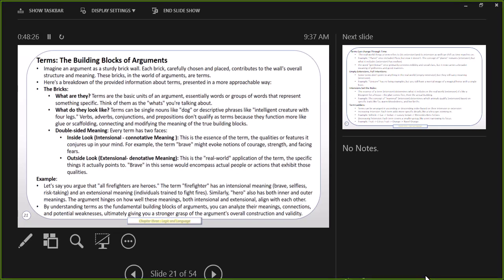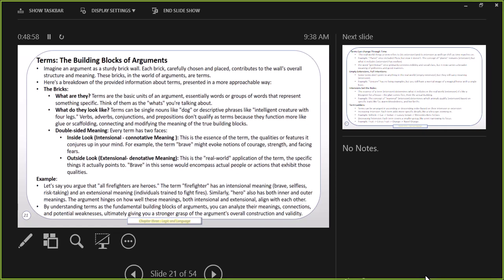What's included in a term? Define term. A term includes nouns and descriptive phrases. That's it. A term does not include verbs, adjectives, and adverbs, or prepositions, right? It includes only what? Nouns and descriptive phrases.